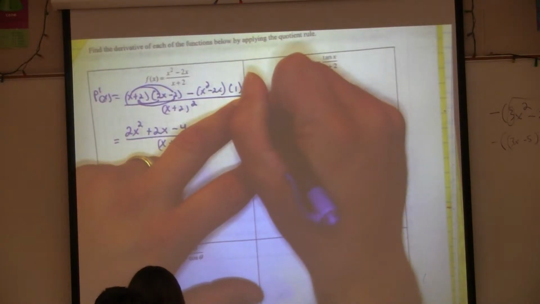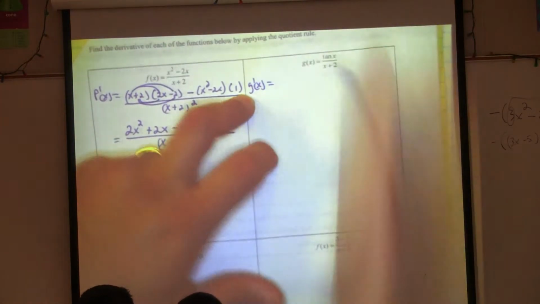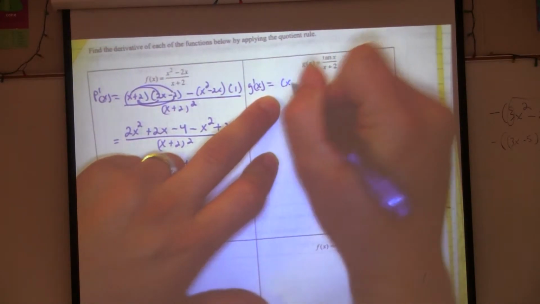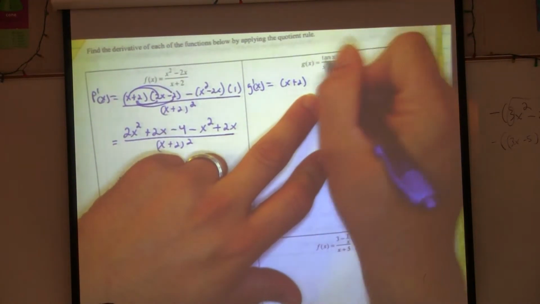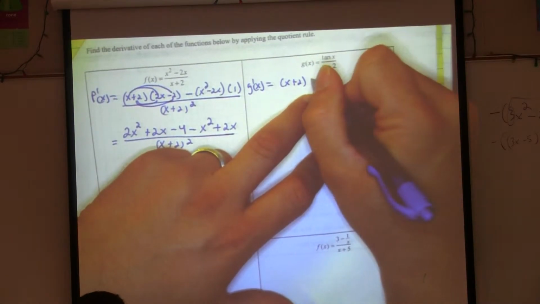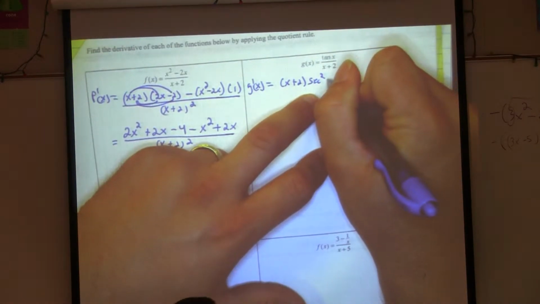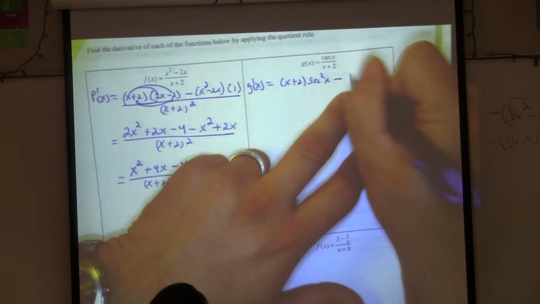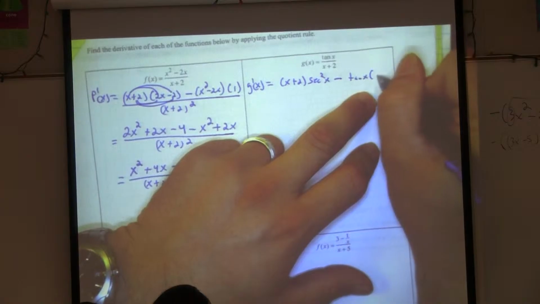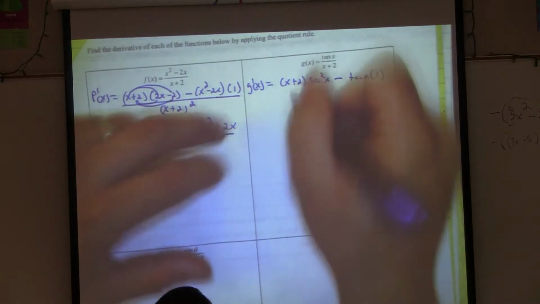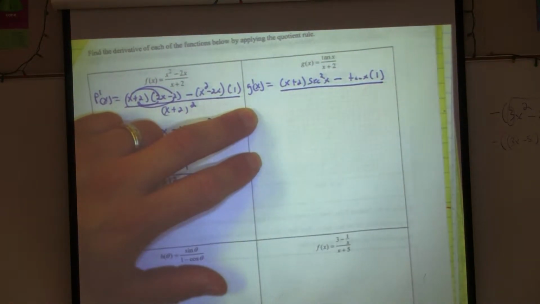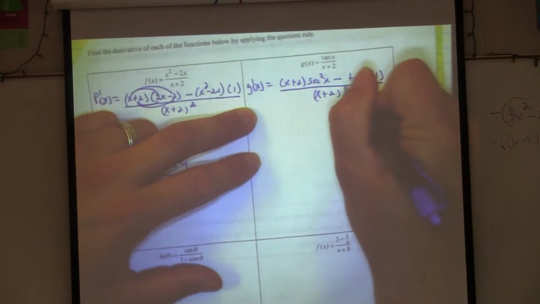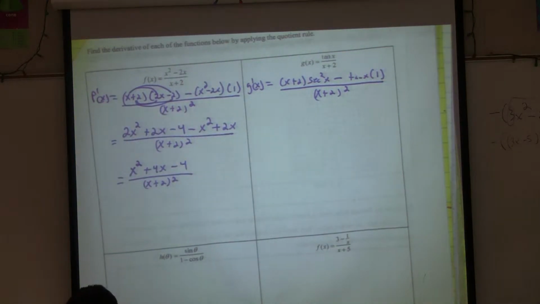Here we go. We got a quotient. To get its derivative, we got to use the quotient rule. Here we go. Low d high. What's the derivative of tangent? You should have memorized it already. Secant squared. Secant squared x minus tangent x times derivative of the bottom, d low, right? Over x plus 2 squared. All right, so let's expand this.